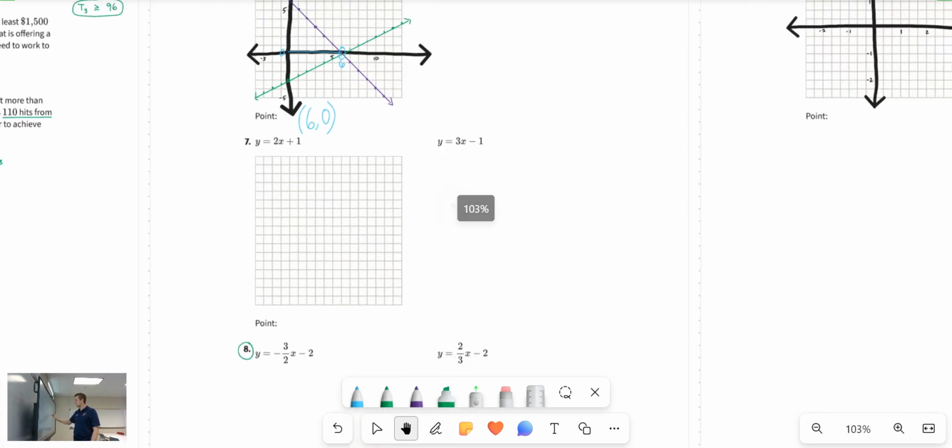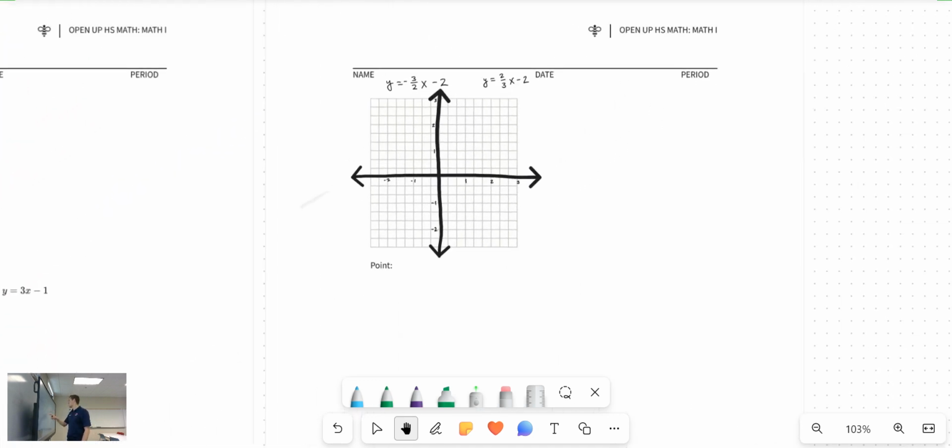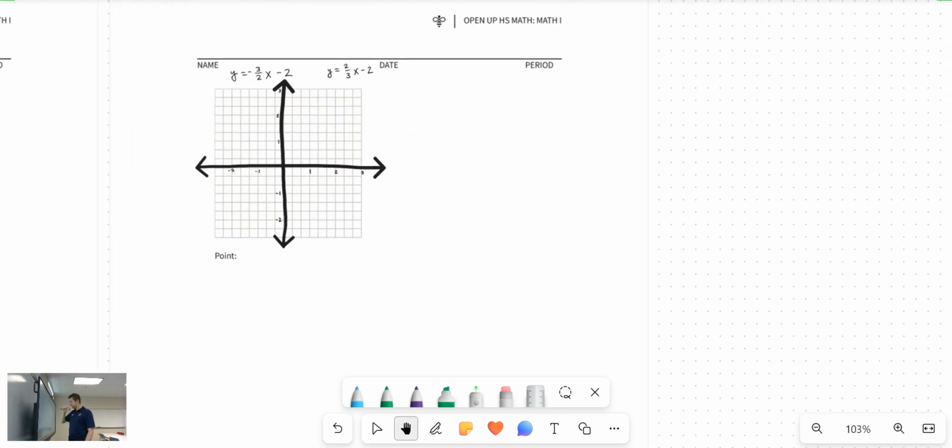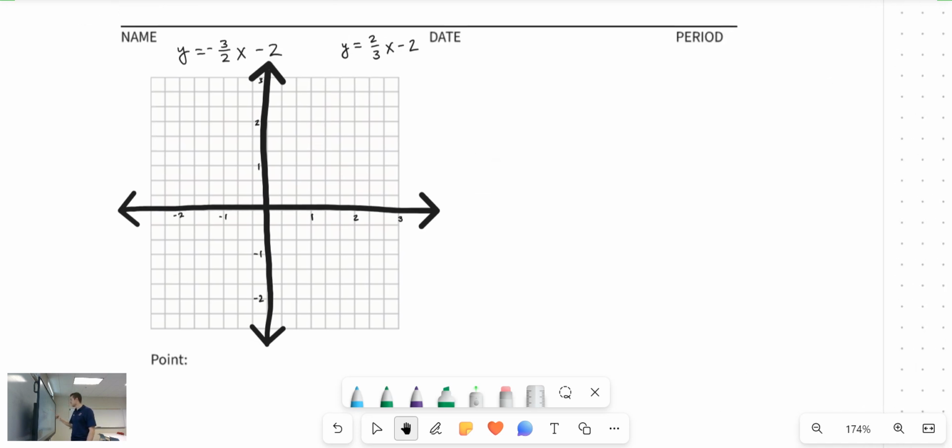Okay, we are skipping number 7 for right now, and it looks like for number 8 it did the same thing, where it is going to be on the next page. So we have the equations already drawn. Let's make the first one green. All right, well, that wasn't great. The first one's green, the second one is purple, and let's get drawing. So the first is -3/2, or -1.5x minus 2.